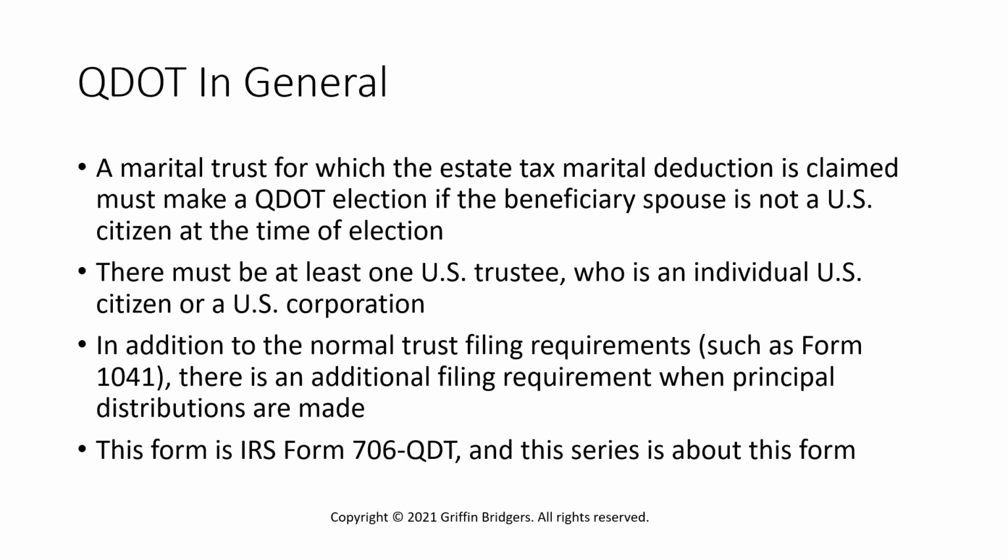Now, we talked about in a previous episode the QDOT trust in general, where if you want to claim an estate tax marital deduction and the surviving spouse is not a U.S. citizen, then the only way you can get that estate tax marital deduction is to put the assets into a trust that qualifies as a qualified domestic trust and makes that election. Now, once that election is made, there must at all times be at least one U.S. trustee who is either an individual U.S. citizen or a U.S. corporation. And as we'll talk about at a later date, that depends on the asset value and mix within the trust as well as who would qualify there.